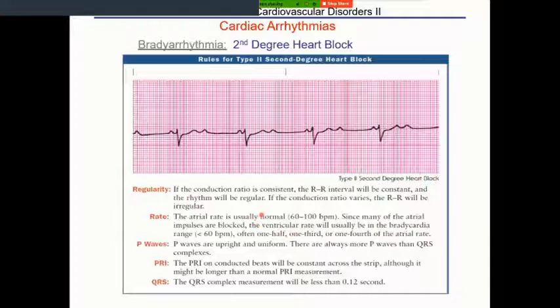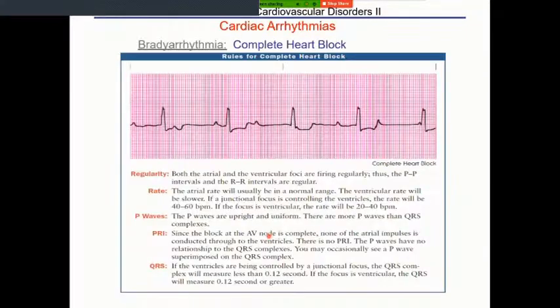P waves are upright and uniform. There will always be more P waves than QRS complexes, of course, because some of the atrial impulses are not conducted at the AV node. Your PR interval is constant across the conducted beats, although it may be longer than the normal interval measurement. The QRS complex also will be less than 0.12 seconds.